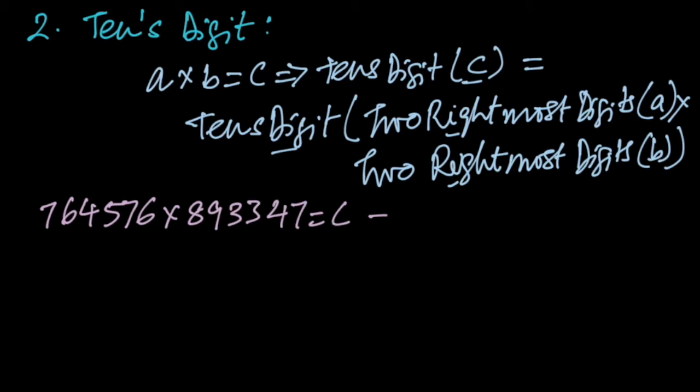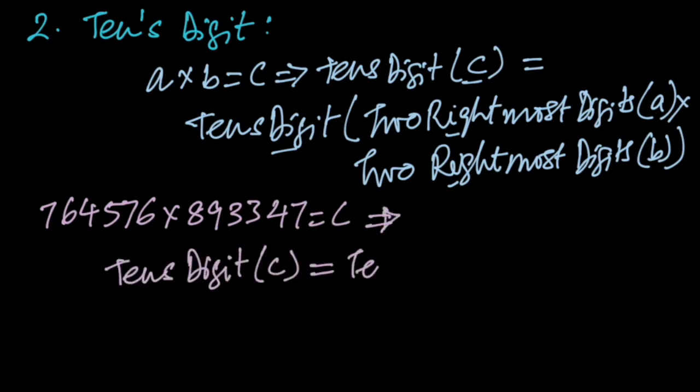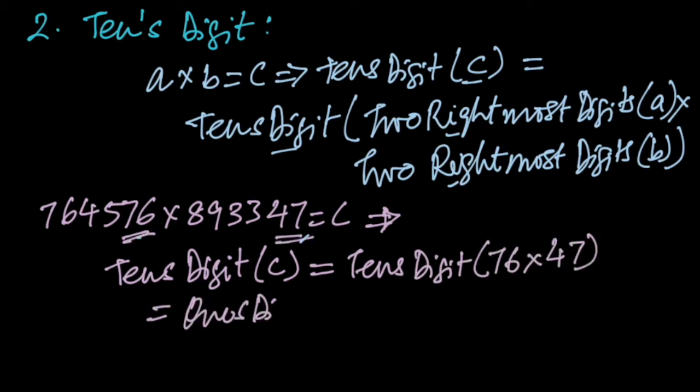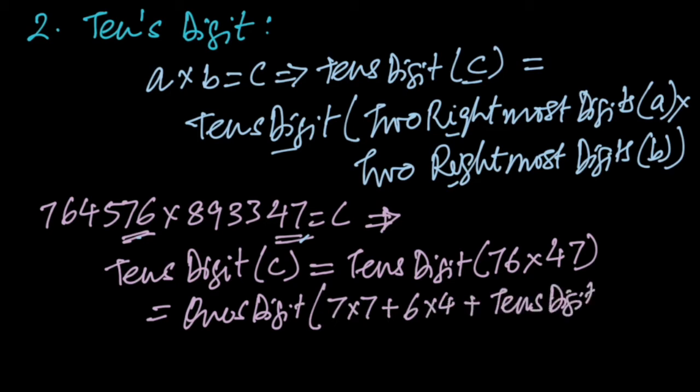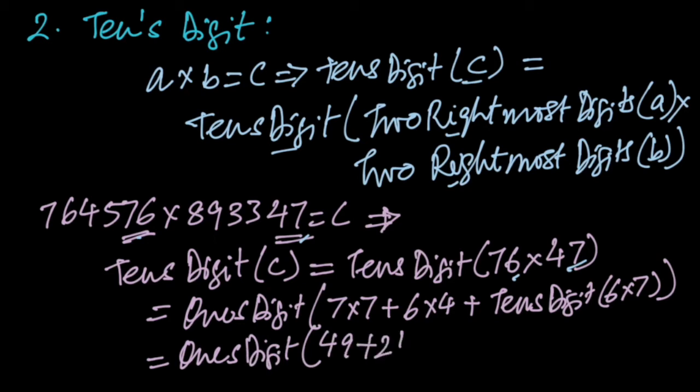So here the tens digit of C is going to be, so 76 from here and 47 from here, and then you multiply them together. Here we will do the cross product first for the tens place, and then we will take the carryover from the multiplication of 6 and 7. So if we add them together, we get 49 plus 24 plus 4, which is 77. The ones digit of that is this 7. So the tens digit of C will be 7.